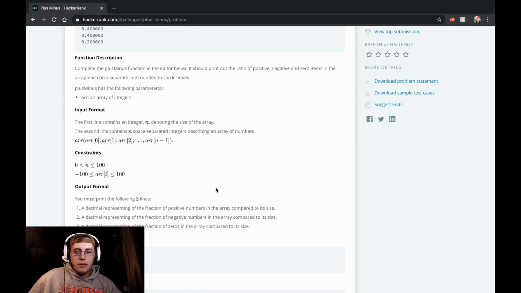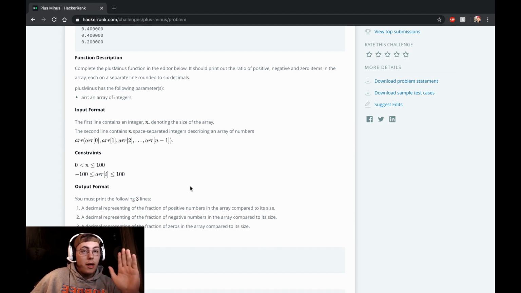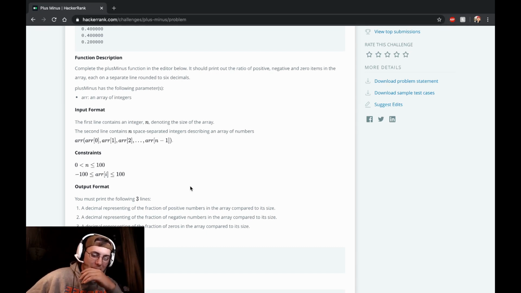Constraints. 0 < n <= 100. Okay, so before I had this backwards, 0 is less than n is less than or equal to 100. That's how long the array can be. The next one, I mean, when I was going through and editing the previous videos, I felt like an idiot because I'm sitting here saying, oh, the array can be negative 100 length. So, I mean, it's ridiculous. But anyway, and values can be from negative 100 to 100.